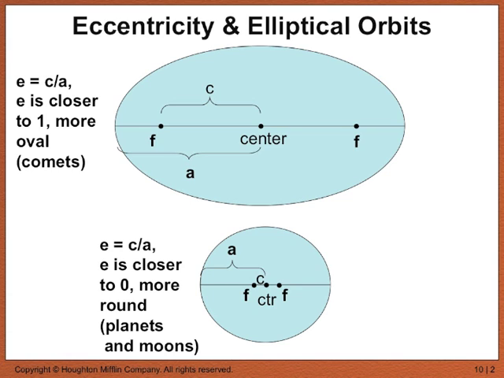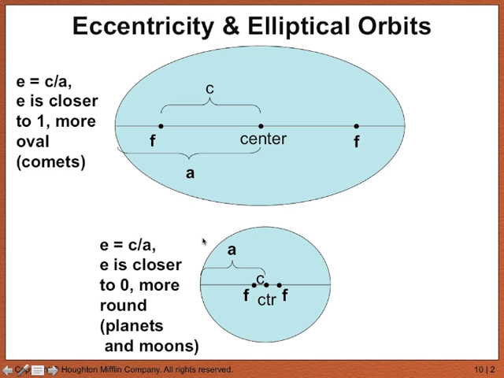You'll see that the elements of these orbits are the same as the elements of ellipses as you studied them in the last section. Ellipses have a center. They have two foci. They have a major axis, half of which is A. And they have a distance from center to focus, which is C. So that much isn't new. If you look here at this more oval orbit, you can see all of those elements.